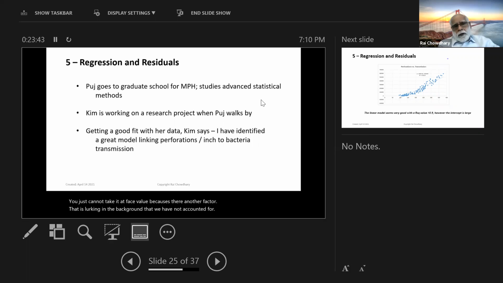If the data has no other factor in the background that is operating, then the total of the residuals will exhibit a normal distribution. Otherwise, it will exhibit a pattern. So what you need to do is you need to look at the residuals.